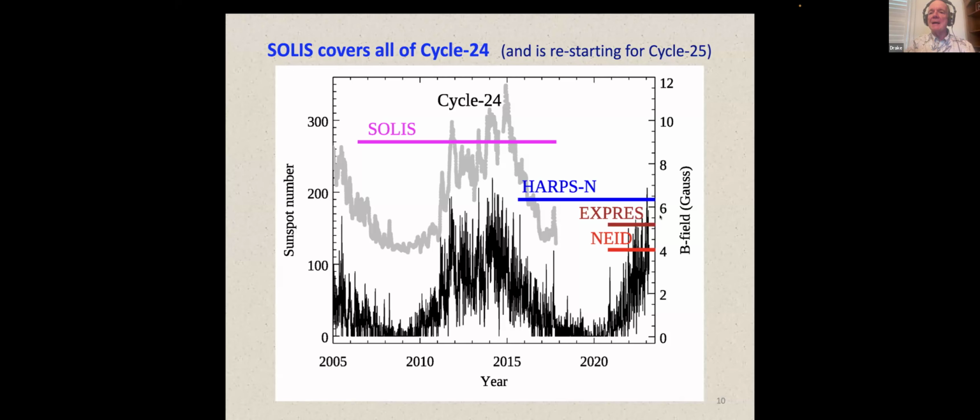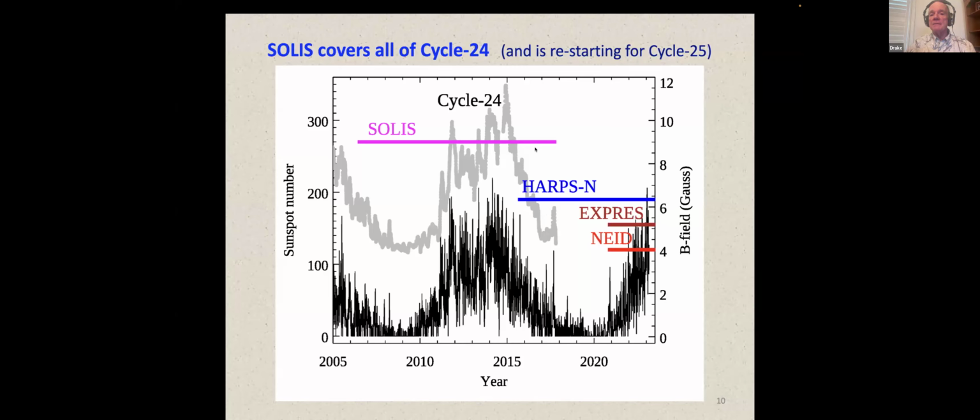And when the sun becomes active, the mean magnetic field increases by a factor of several. The value of 6 Gauss is what we've used to separate active and inactive phases of the sun. These horizontal lines are the temporal extent of the data.